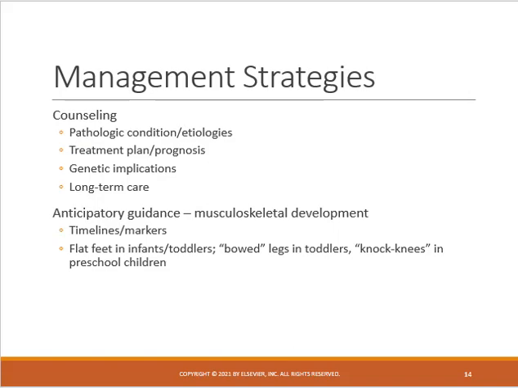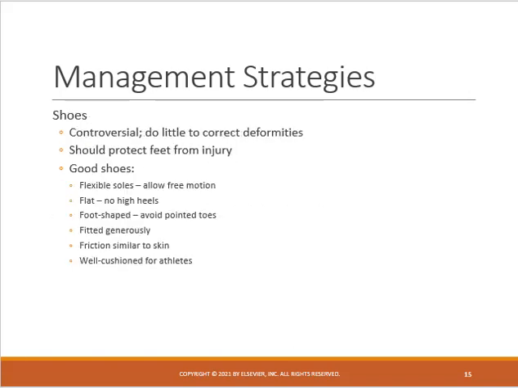specific condition. But one thing is important when you are providing your well child visits, or something comes up that may not be raising a red flag, and that is providing anticipatory guidance regarding the musculoskeletal development of the child. It's important that parents are aware of what timelines and markers are, such as infants and toddlers can have bowed legs and knocked knees, and preschoolers, and how those will develop and they will grow out. But being aware that parents know what to look for.